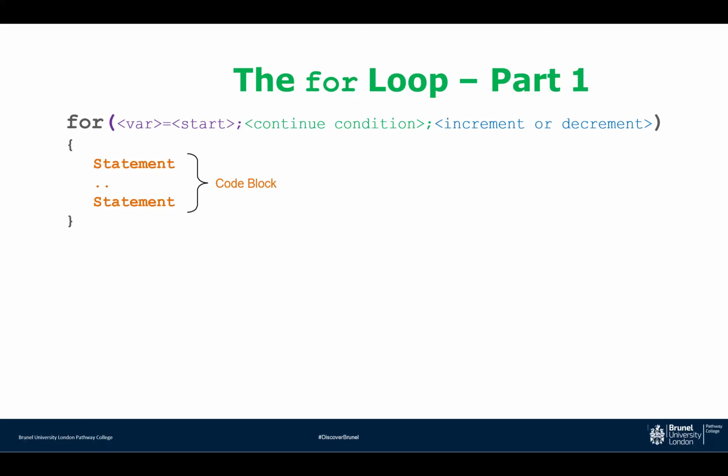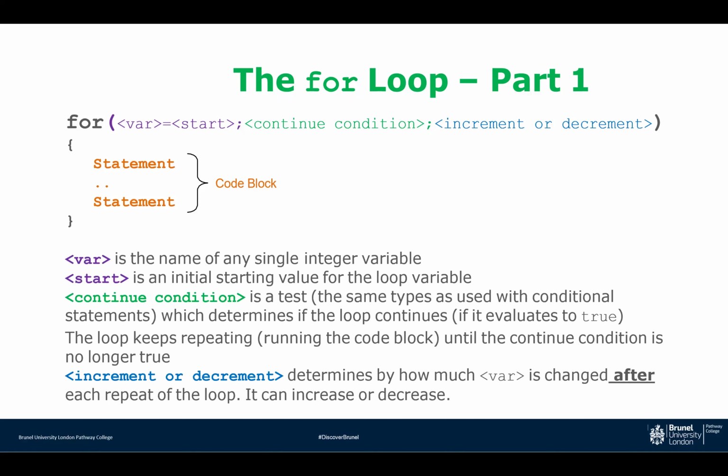As long as the continue condition is still true, I run the code here, and the counter will increase or decrease. You will see. So var is the name of the variable. It has to be an integer variable. When we use counting, any counter has to be an integer. I cannot use a counter that is not an integer, for example, a double counter.